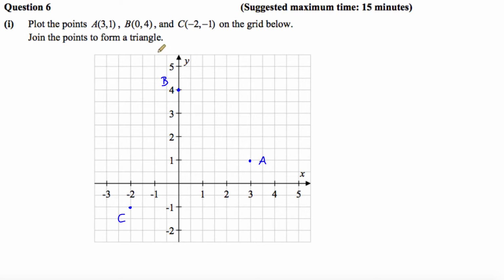So now I'm just going to join the points to form a triangle. So from C I'm going to go over to A. From B I'm going to go down to A. And also from B I'm going to go down to C. There's my triangle.